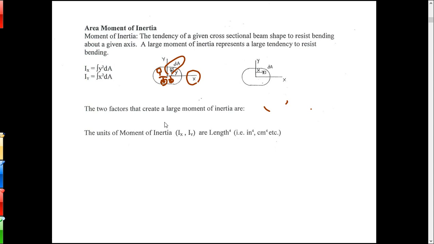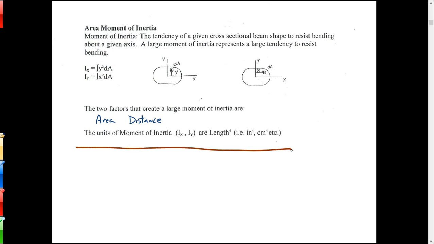So notice the two factors that create a large moment of inertia are the area, and that's pretty obvious because that makes the dA go up quite a bit. As your area increases, so does your dA, but also the distance of the area from an axis. So both things are factors in the moment of inertia. Now the units of moment of inertia are length to the 4, so they're kind of a funny unit. And also, they do indicate that this is a little bit abstract.